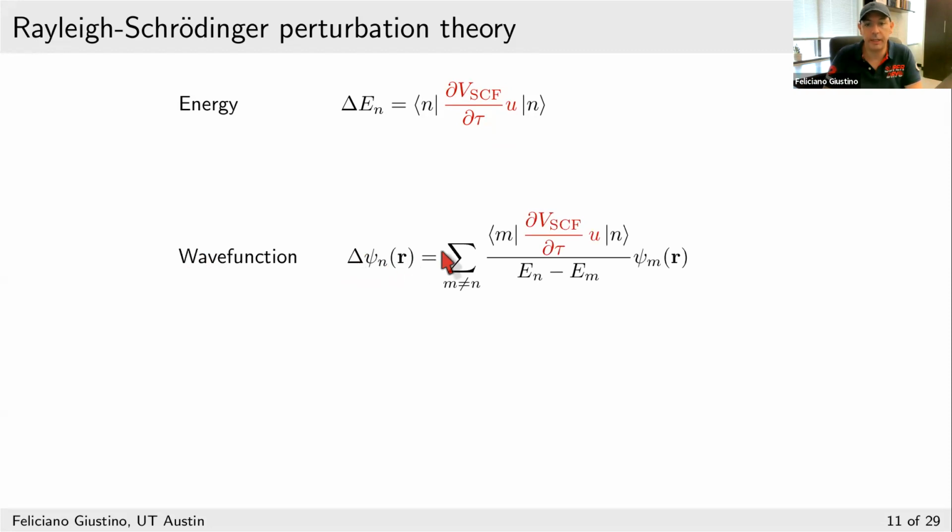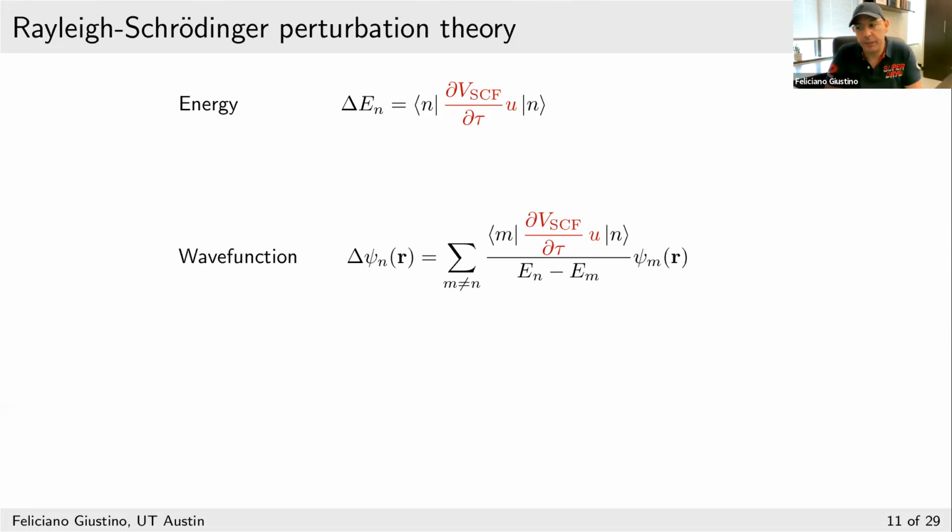The second most important recipe is the change of the wave functions to first order. That is given again by something that involves this potential. This time we have an off-diagonal matrix element and the energy denominators here. And then there are the wave functions of the unperturbed system on the right. So these are the change of energy and wave functions in first order time-independent perturbation theory. This would apply if the displacement of the atom is static. So we displace the atom and that's it.